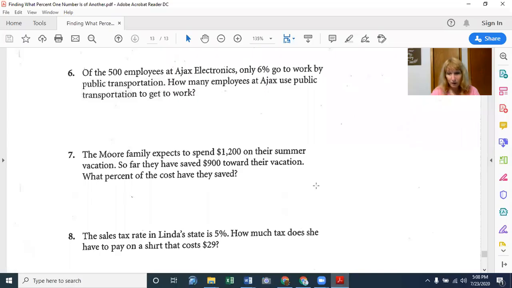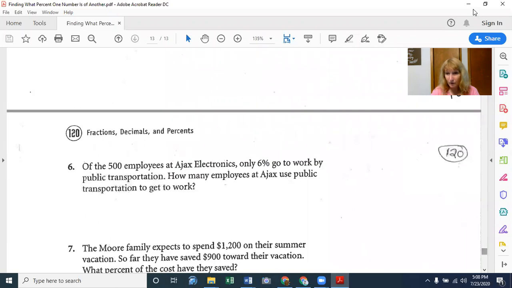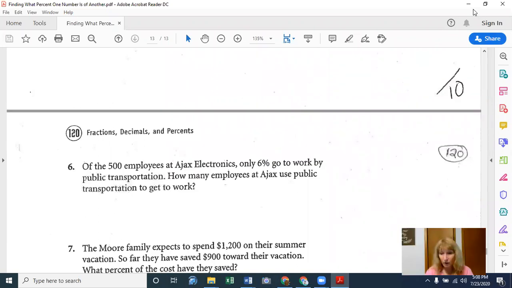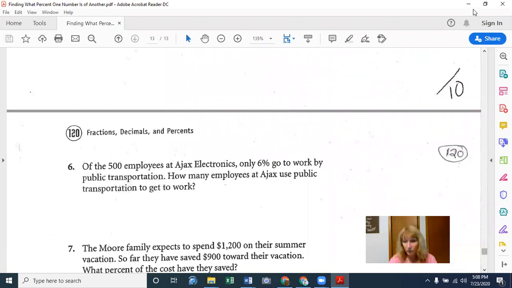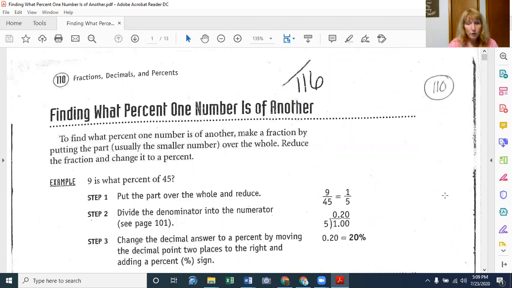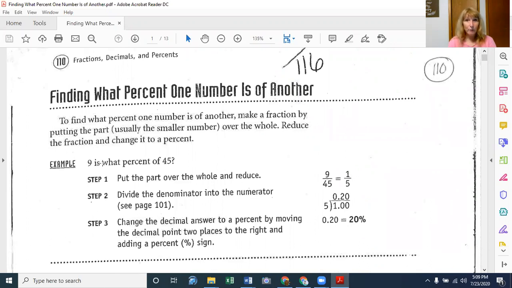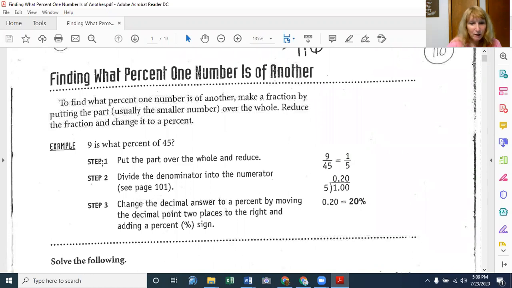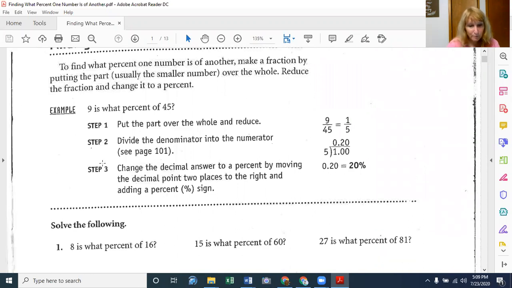Okay, this is our packet. If you want to get it out and do this with me, feel free to do that, or you can pause the video at any time and work the problems ahead of time and then see if you got the right answer. So finding what percent one number is of another.